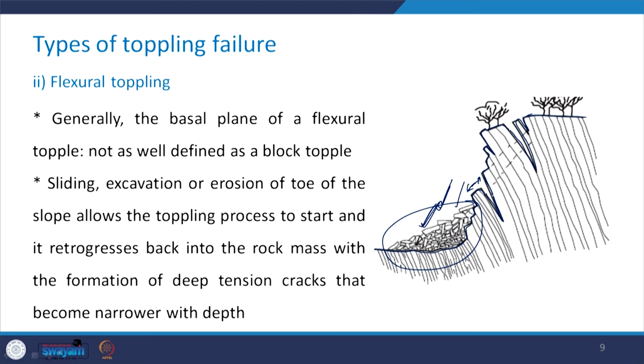And what happens is there occurs a tension crack which goes deep into the rock mass. So, you can see here it is this deep, and here also it is quite deep. And the width of this tension crack is more at the surface as compared to when it goes deeper into the rock mass here. So, the tension crack gets lesser, or the tension cracks become narrower with the depth in the rock mass.